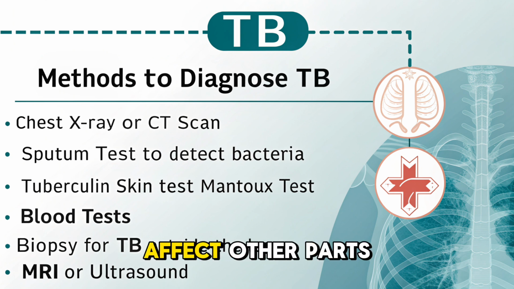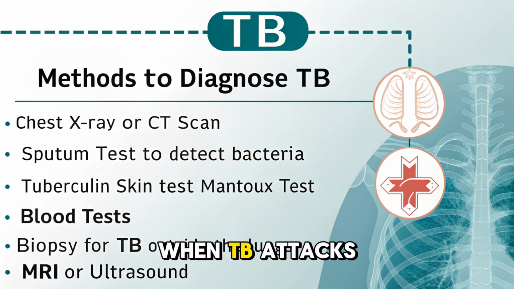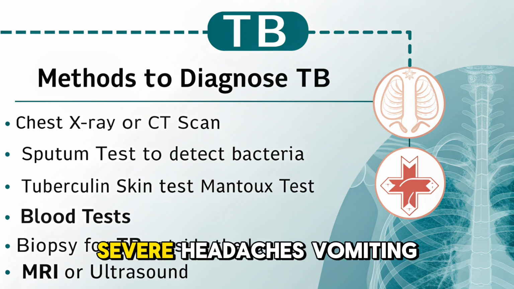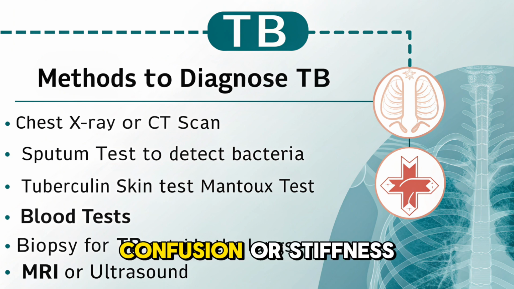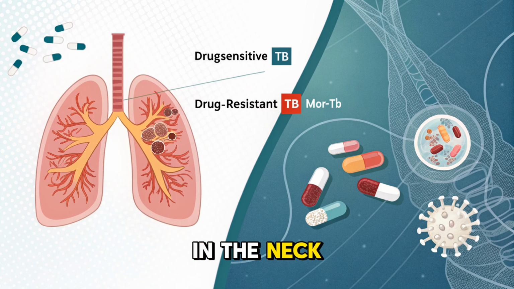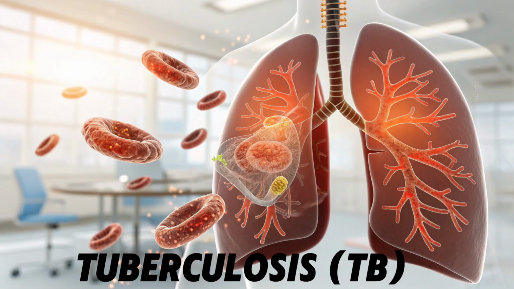TB can also affect other parts of the body. When TB attacks the brain, it can cause severe headaches, vomiting, confusion, or stiffness in the neck. This is called TB meningitis, and it can be very dangerous. When TB affects the spine, it can cause back pain or even paralysis if untreated.